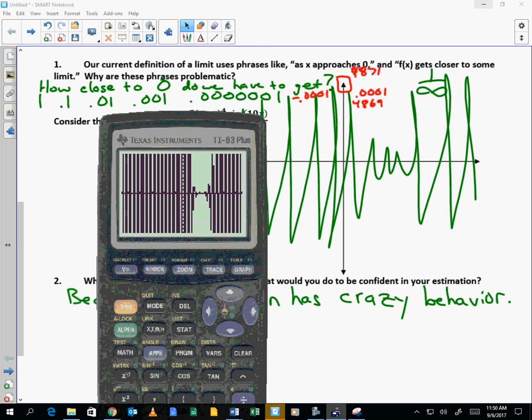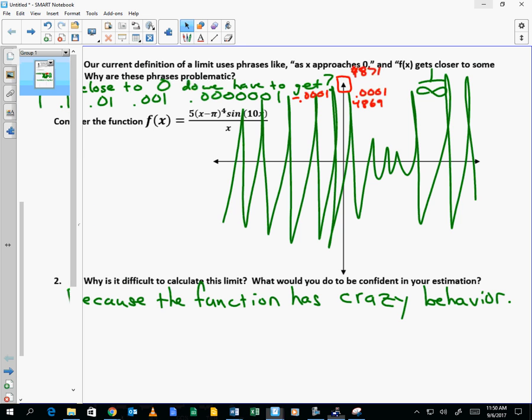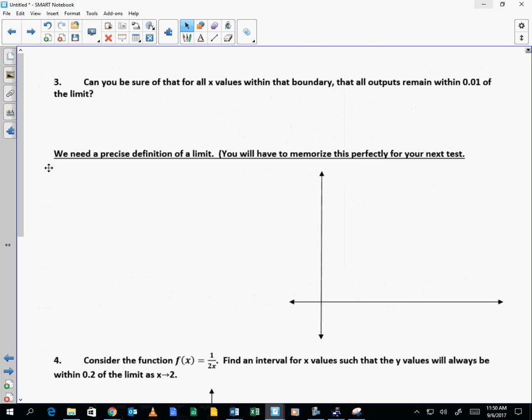This is actually just shifted over. If you look at here, it's shifted over pi units. That's all that's happening there. So, all right, let's move to this part, okay?